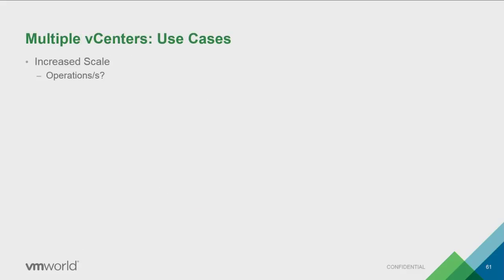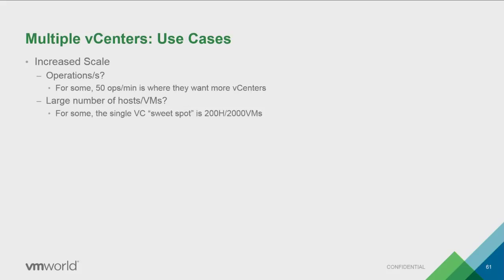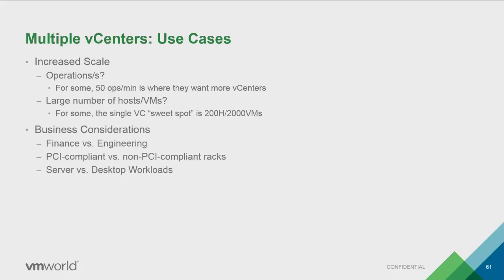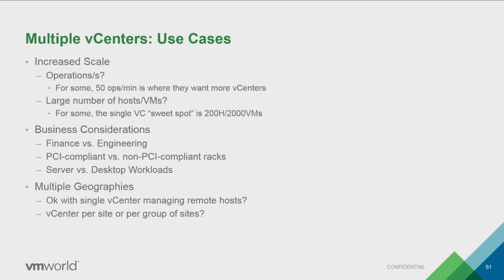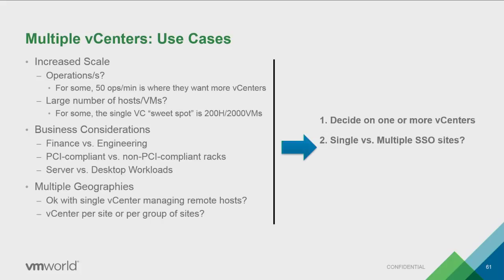Now, like I said, for many of you, you still have some sort of limit where you want to only put this many operations per second on a certain vCenter. I only want to have a single vCenter manage this many hosts, these many VMs. That's fine. For others of you, you use multiple vCenters because of separating lines of business or whatever. You might also use it because you have multiple geographies. The bottom line here is that you've gotten a lot of information about how to decide when to use one or multiple vCenters.